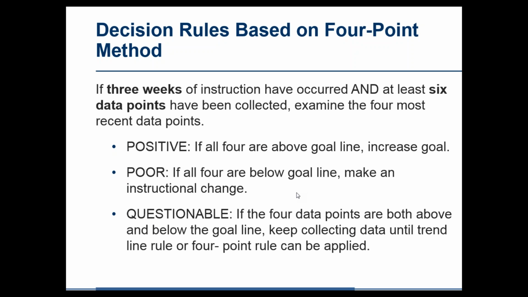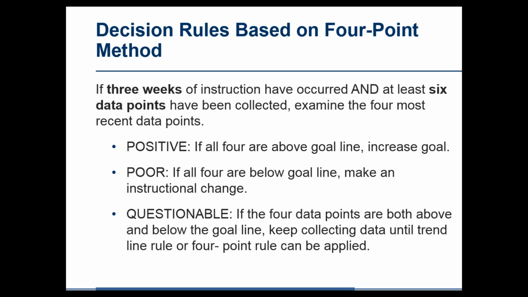Decision rules based on the 4-point rule require students to have at least 6 data points over a 3-week period. The interpretation, though, is quite simple. If all 4 points are above the goal line, then the student is considered to have a positive response, and the team should continue doing what it's doing.